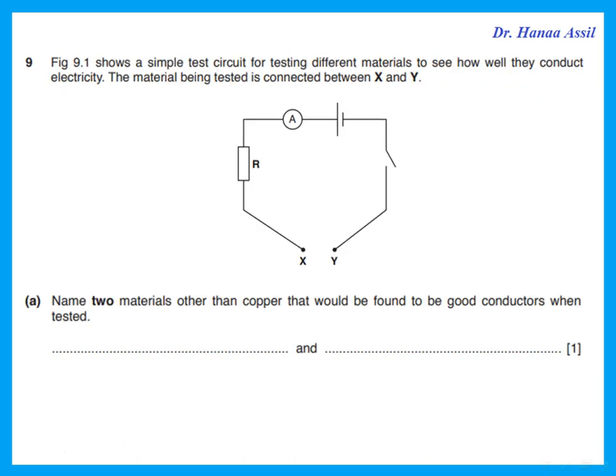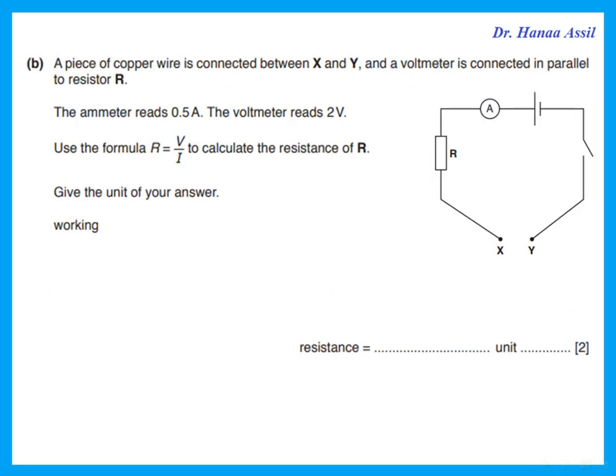Figure 9.1 shows a simple test circuit for testing different materials to see how well they conduct electricity. The material being tested is connected between X and Y. Name two materials other than copper that would be found to be good conductors when tested. Which type of materials are good conductors of electricity? Well, they should be metals, or the only non-metal that conducts electricity is graphite. Otherwise, any other metal, aluminium, zinc, any metal would conduct electricity.